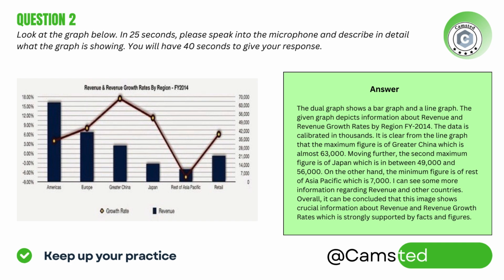The dual graph shows a bar graph and a line graph. The given graph depicts information about revenue and revenue growth rates by region, FY 2014. The data is calibrated in thousands.